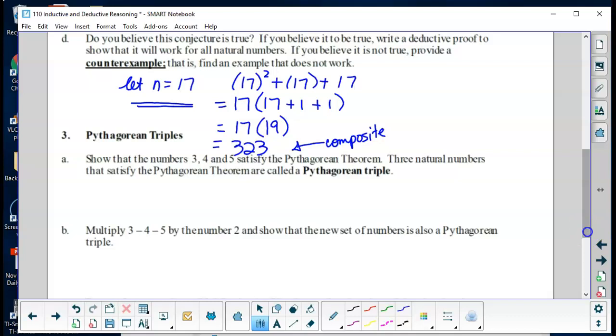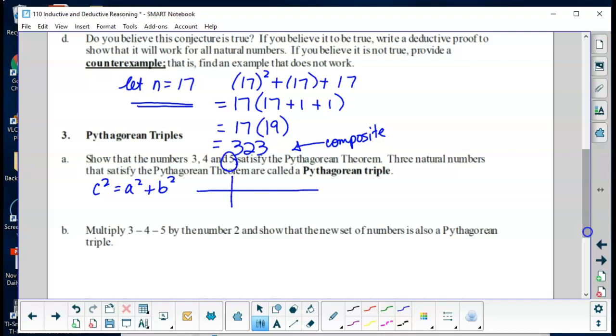Pythagorean triples says show that the numbers 3, 4, and 5 satisfy the Pythagorean theorem. 3 numbers that satisfy the Pythagorean theorem are called a Pythagorean triple. If you have 3 numbers that satisfy the Pythagorean theorem, they could be the lengths of the sides in a right triangle. Anytime you're doing anything with the Pythagorean theorem, c represents the longest side, the hypotenuse. In this case, it would represent the biggest number.